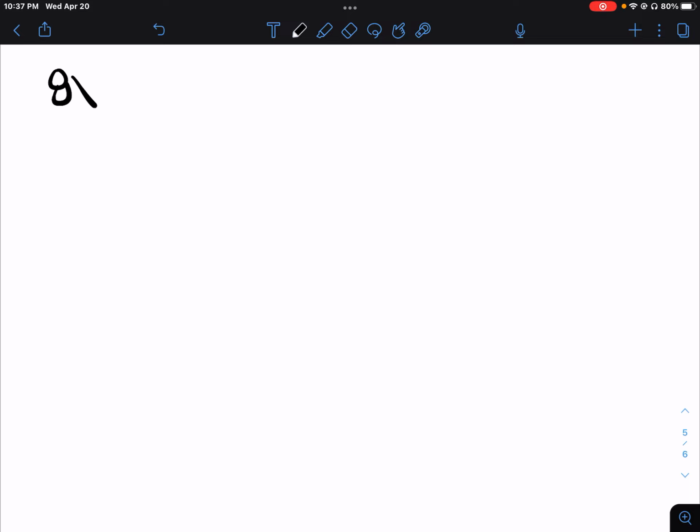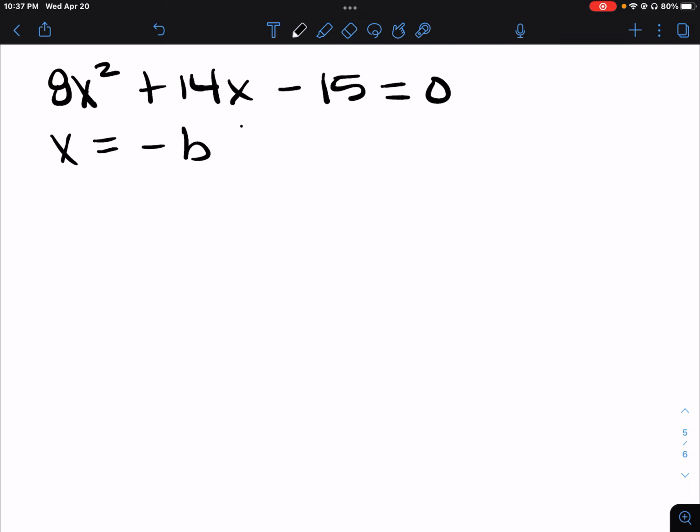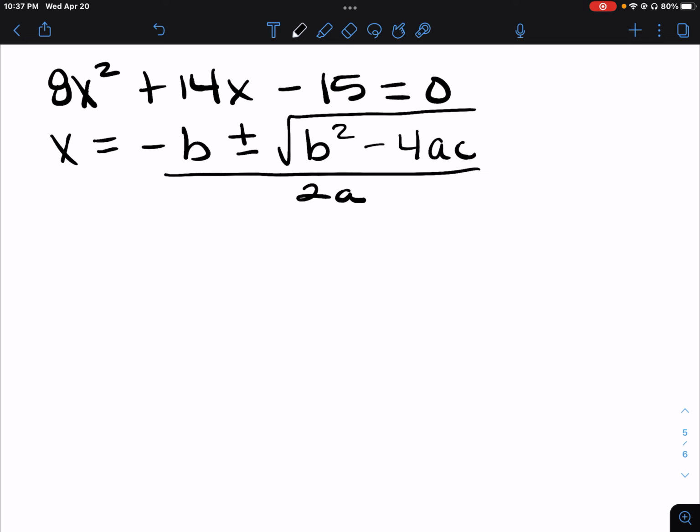Okay, so 8x squared, 14x. You have to still have it equal to 0. Okay, so the quadratic formula: negative b plus or minus square root b squared minus 4ac over 2a. A is 8, b is 14, c is minus 15. Okay, so we need to plug in.